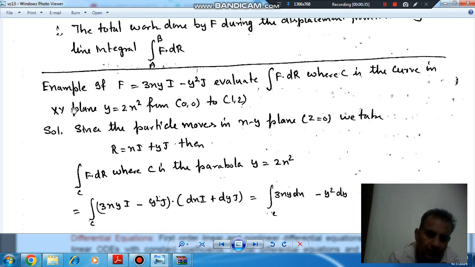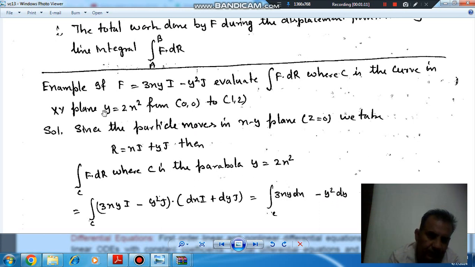As the particle is moving in the xy plane, r can be taken as r is equal to xi plus yj. This represents a plane. As z is 0, we take only two dimensions. So as r is xi plus yj, dr will be dx i plus dy j. Putting F and dr and performing the dot product for this line integral, it will be 3xy dx minus y square dy.